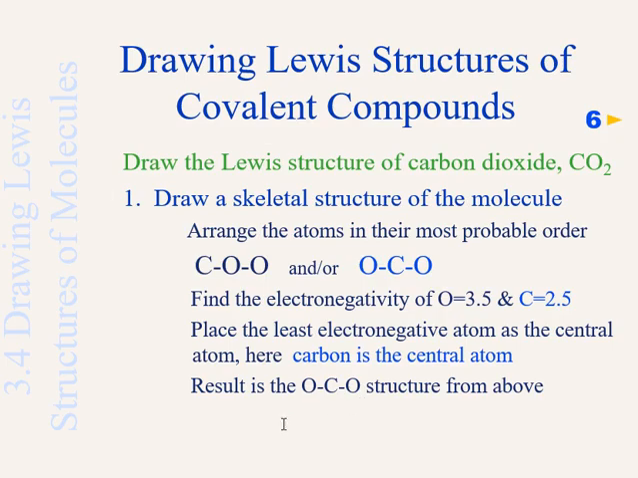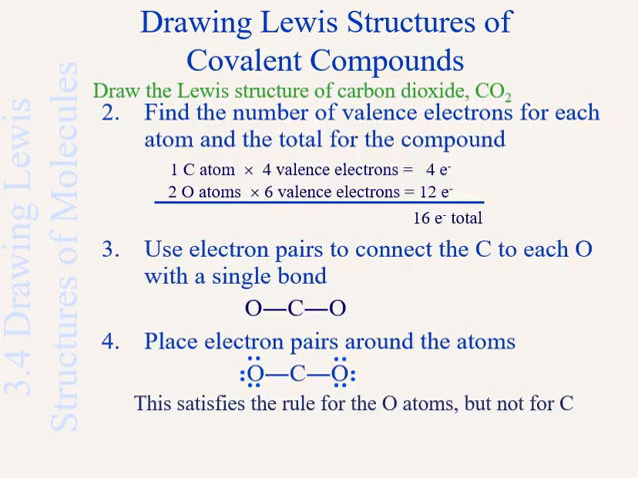Just put down OCO, leaving some space in between all of them, and then we will start with rule number 2. Find out the total valence electrons for each atom. So carbon has 4 valence, oxygen has 6, 6 times 2 is 12, for a total of 16. We have 16 electrons available to play with to get the right Lewis structure of the compound. Then use electron pairs to connect the carbon to each oxygen with a single bond. You are trying to connect the side atoms with the central atom. You are not trying to connect the side atoms with each other. Keep that in mind each and every time you do this.